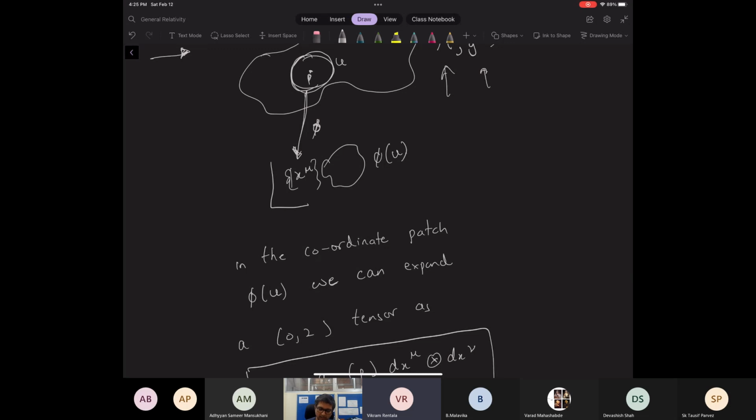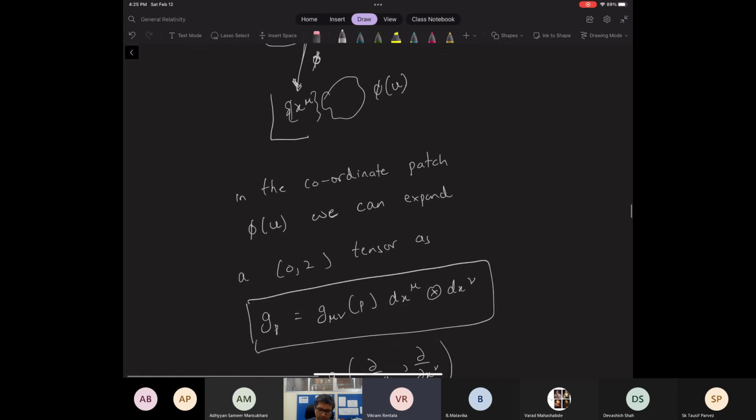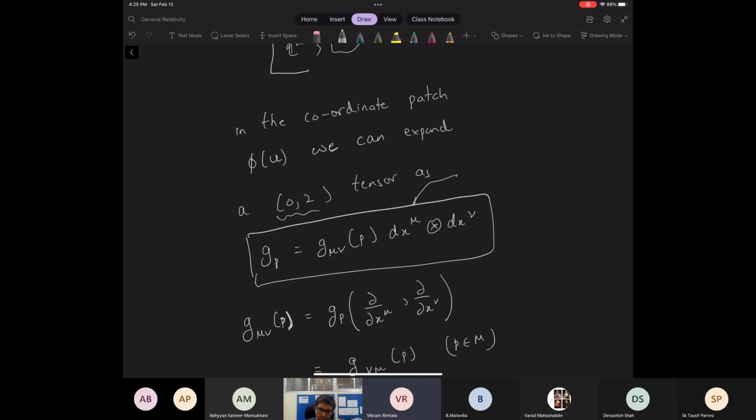We can expand any (0,2) tensor in this coordinate patch in terms of the (0,2) tensor basis. The (0,2) tensor basis is a tensor basis which you can form out of one-dimensional dual vectors. So you can take a tensor product of one-dimensional basis dual vectors. You can take a basis for those, and that basis we've denoted as dx^mu.